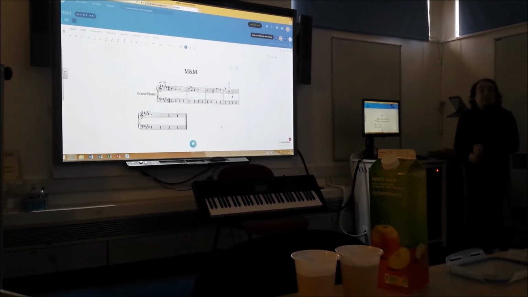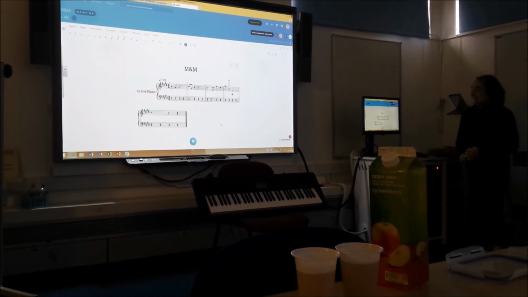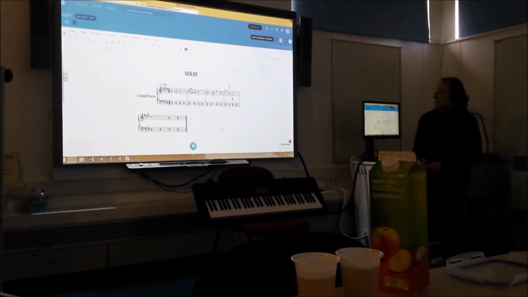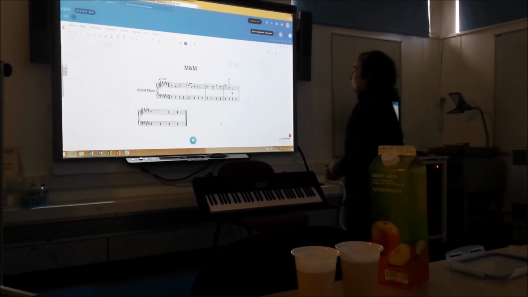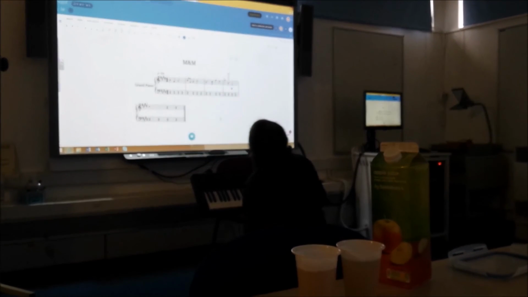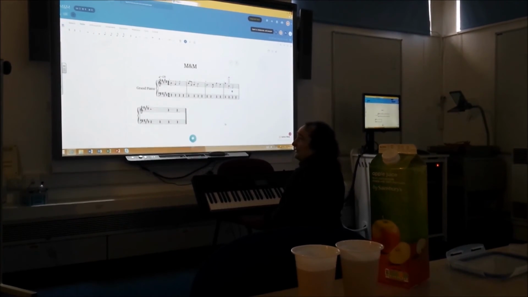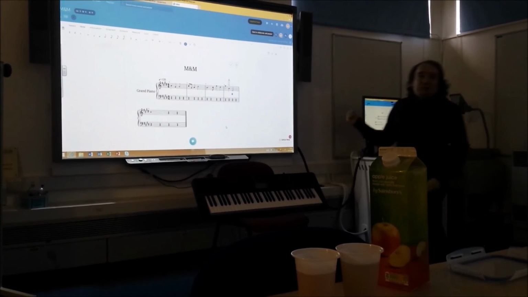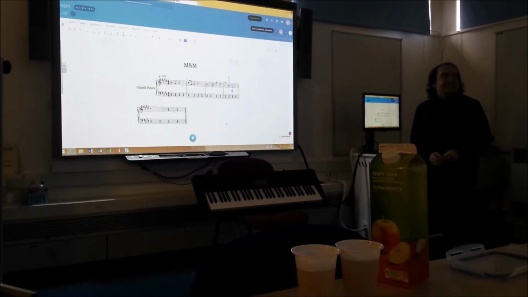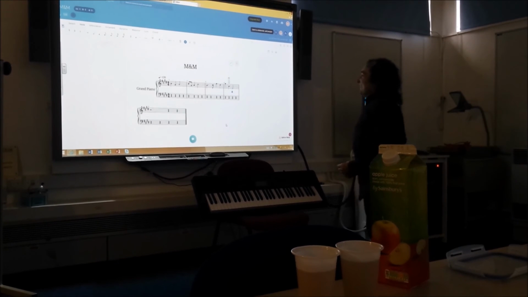Right. Does that look like a mess or does it look like music? Let's find out. Is anyone really good at piano? Because I was kind of expecting to be able to just make the computer play it. No? Okay.